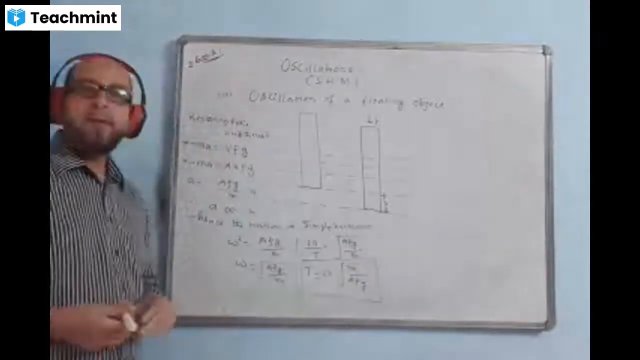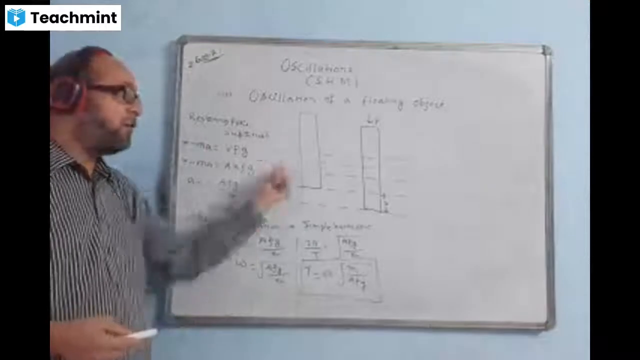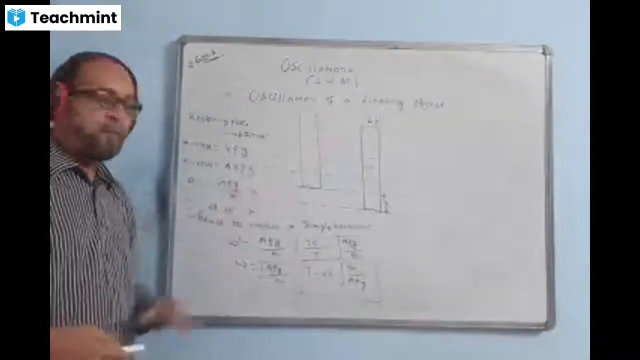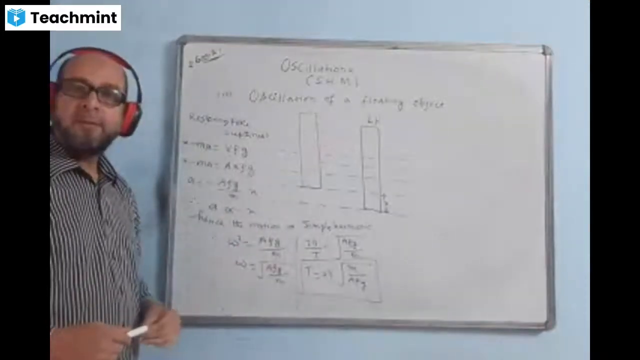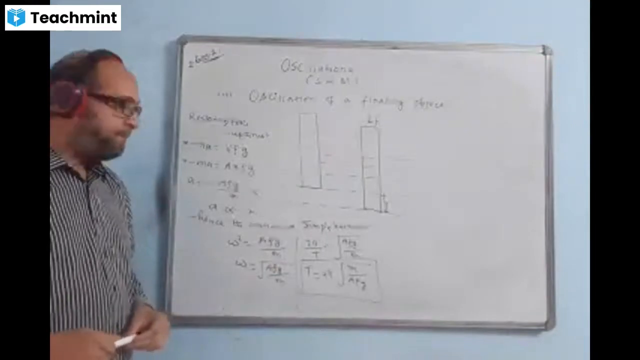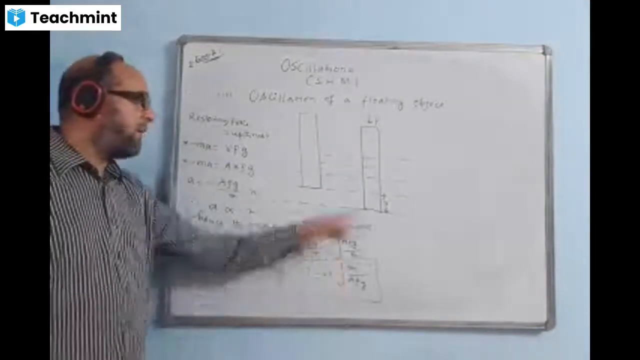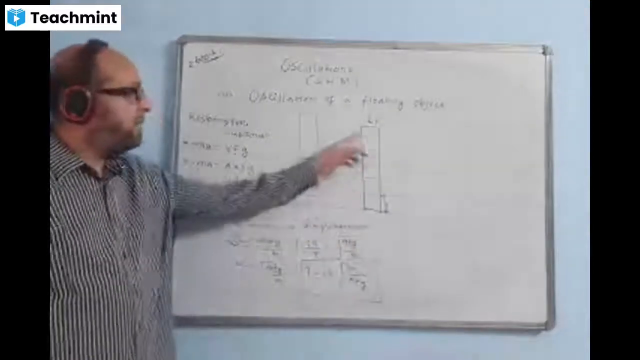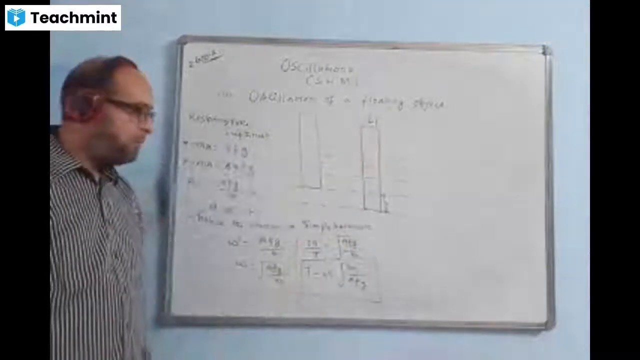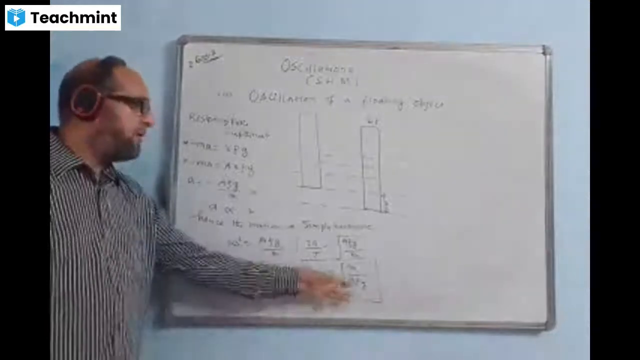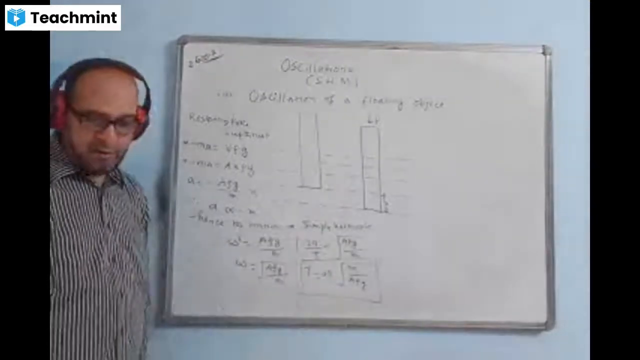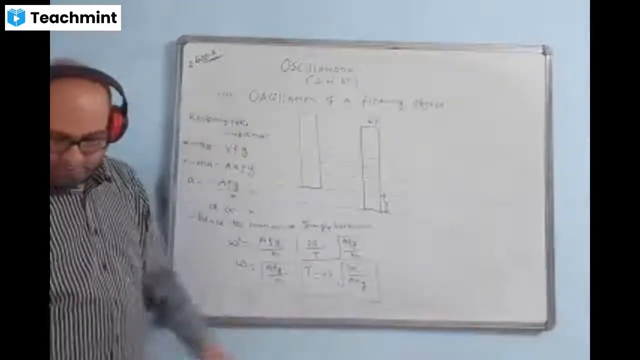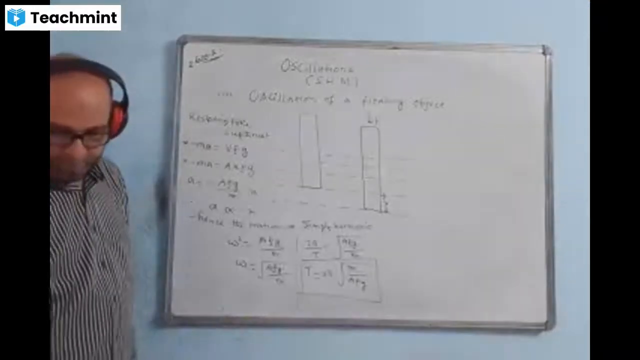That formula of time period is the same in the case of a U-tube liquid and in the case of a floating body, the same formula. The formula does not change. This small m is the mass of the liquid displaced. A is the area of cross section of the solid which is floating, rho is the density of the liquid, and g is the acceleration due to gravity. So please copy.